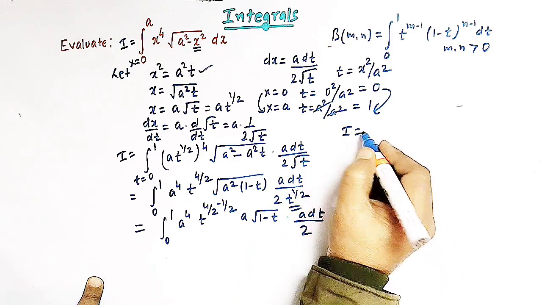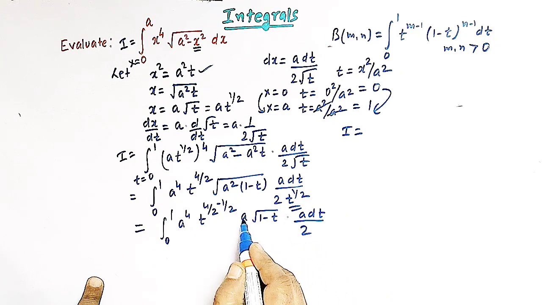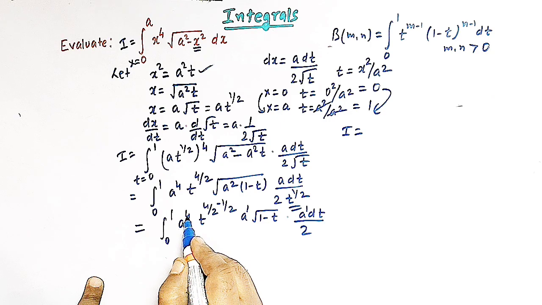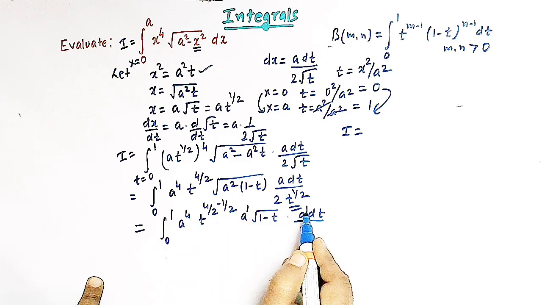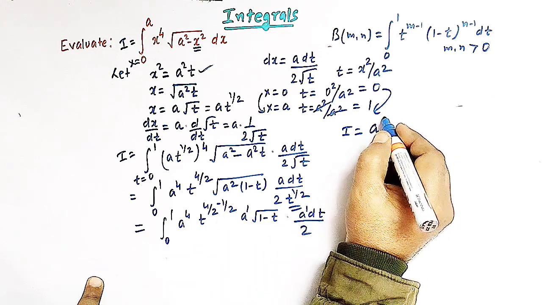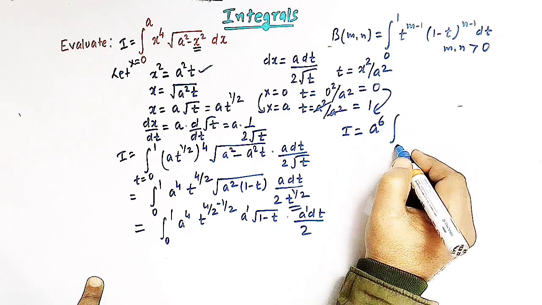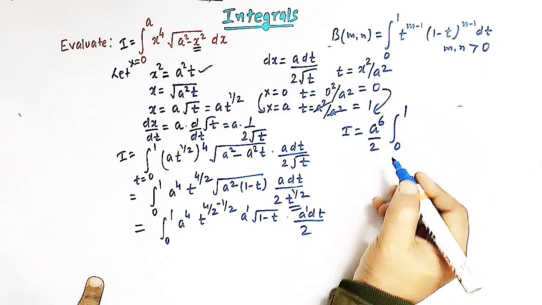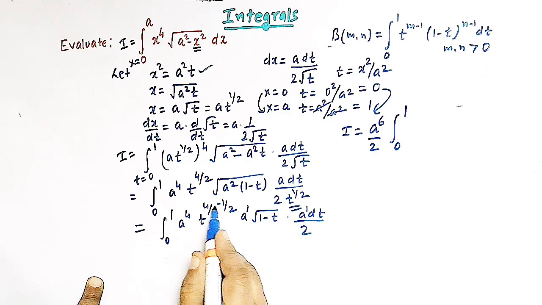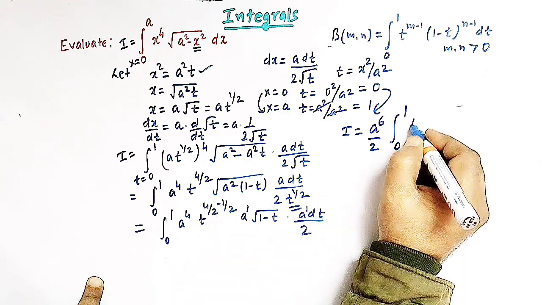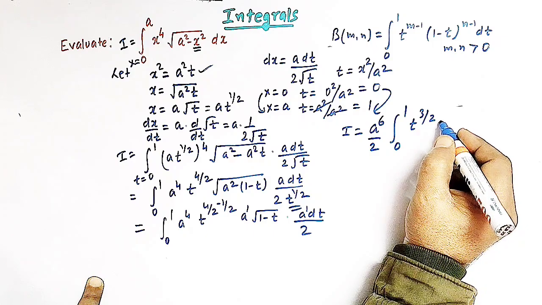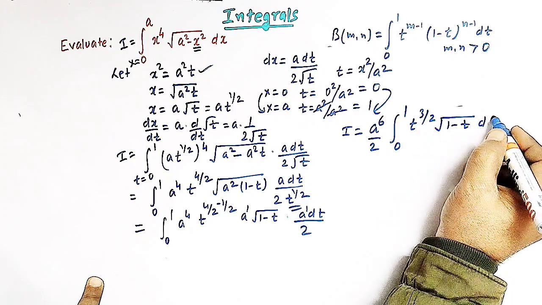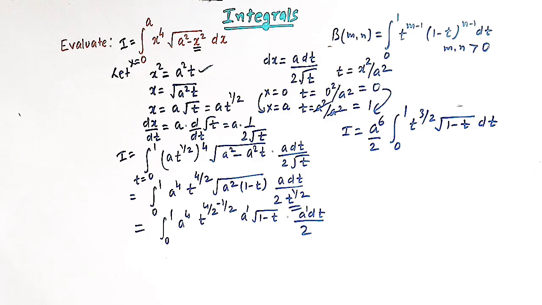Now we can collect all these a's. We have a raised to 1, a raised to 1, and here we have 4. So 4 plus 1 is 5, 5 plus 1 is 6. So we can take a raised to 6 outside the integral. Here we have 2, and then 4 by 2 minus half is 3 by 2. So we have t raised to 3 by 2 times the square root of 1 minus t dt.